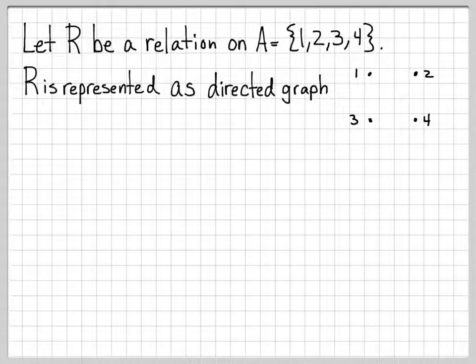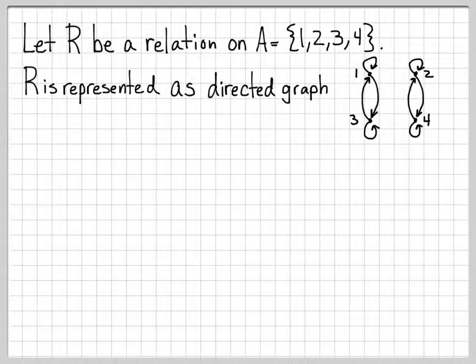So again, we have elements 1, 2, 3, 4, and our directed graph is going to look like this. First of all, each element 1, 2, 3, and 4 is going to have a self-loop onto itself. Then we're also going to have some directed edges between 1 and 3 and some directed edges between 2 and 4. So this is what the relation R looks like for this specific example as a directed graph for the problem that we're going to work.